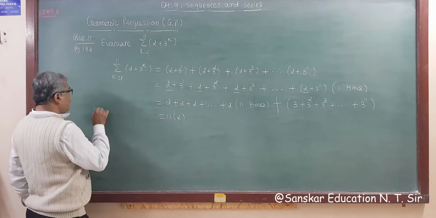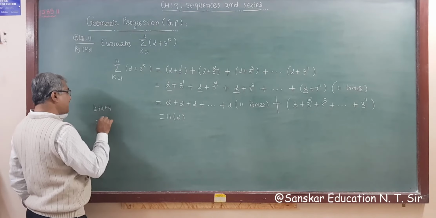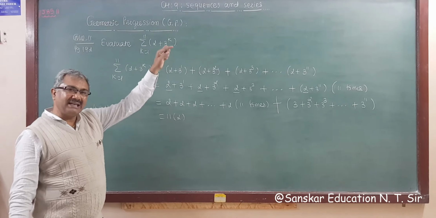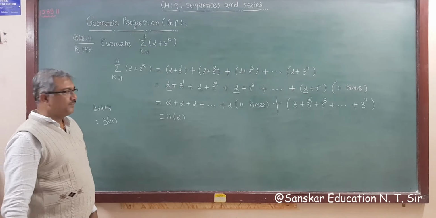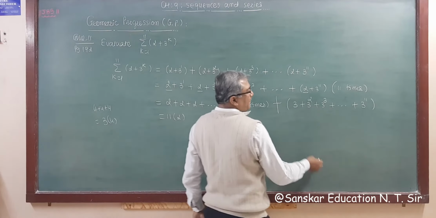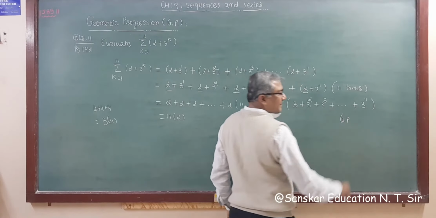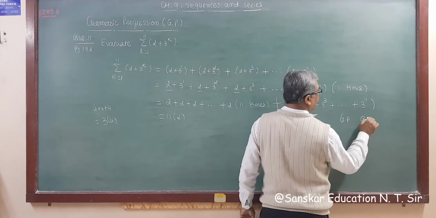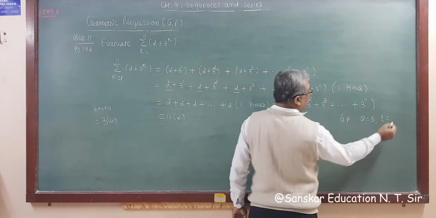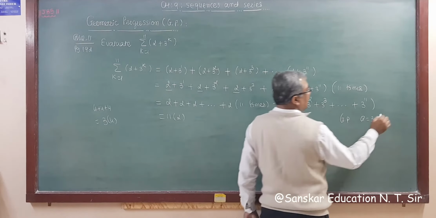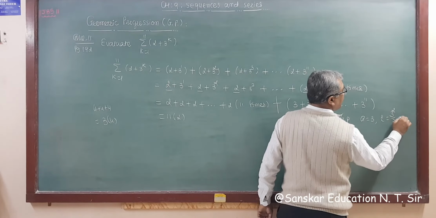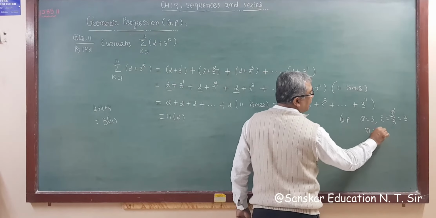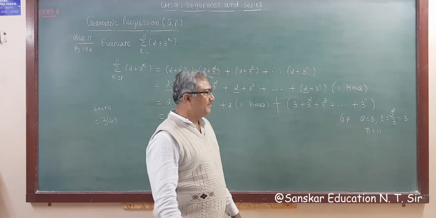If we have 4 plus 4 plus 4, then we can write 3 times 4, that is 12. So 2 plus 2 plus 2, 11 times, is 11 times 2. Right? Now this is GP. Whose first term a is 3. Common ratio r is 3 square by 3, that is 3. And we have to take n up to 11 terms. So n is equal to 11.